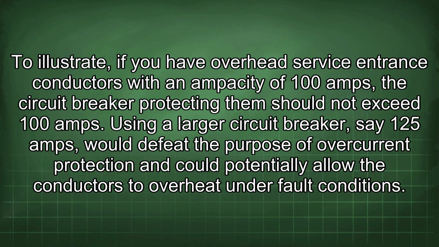To illustrate, if you have overhead service entrance conductors with an ampacity of 100 amps, the circuit breaker protecting them should not exceed 100 amps. Using a larger circuit breaker, say 125 amps, would defeat the purpose of overcurrent protection and could potentially allow the conductors to overheat under fault conditions.